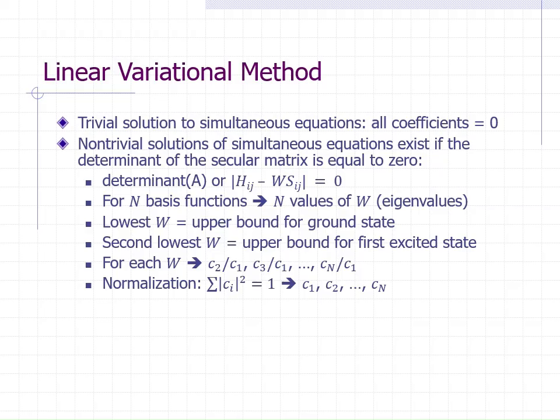To summarize, setting the secular determinant equal to 0 allows us to solve for the allowed eigenvalues, our variational estimates for the lowest energies. For each allowed eigenvalue, we can solve for a corresponding eigenvector, which is the set of expansion coefficients for our chosen basis functions.